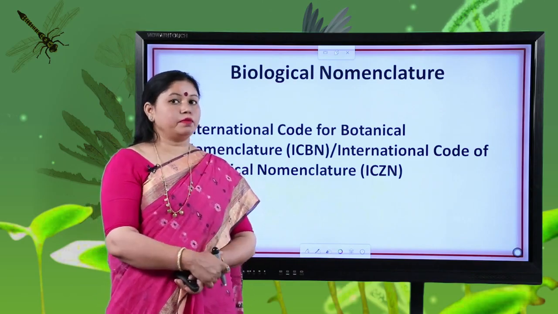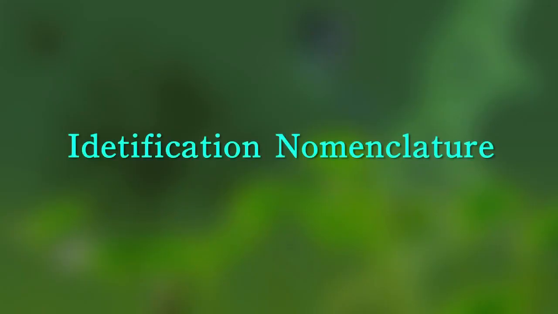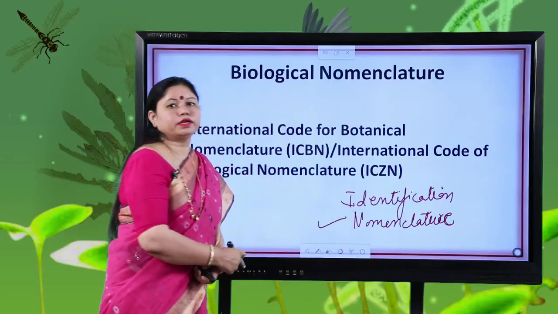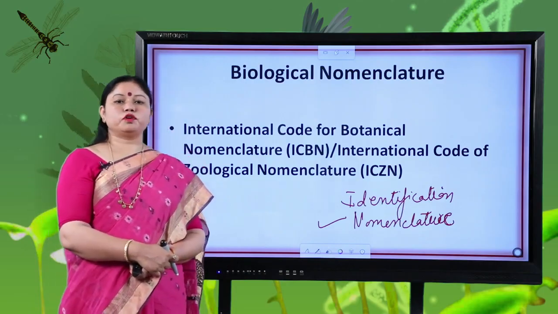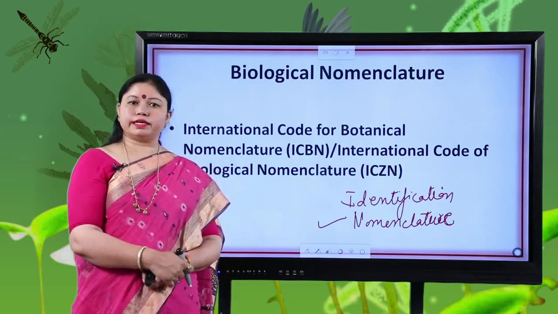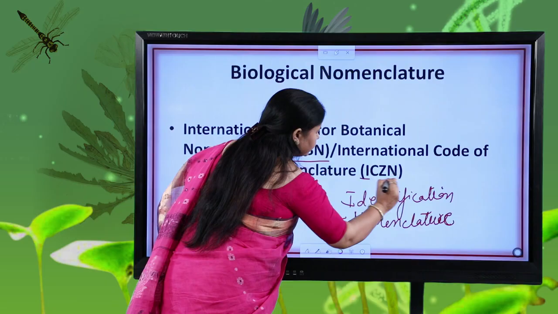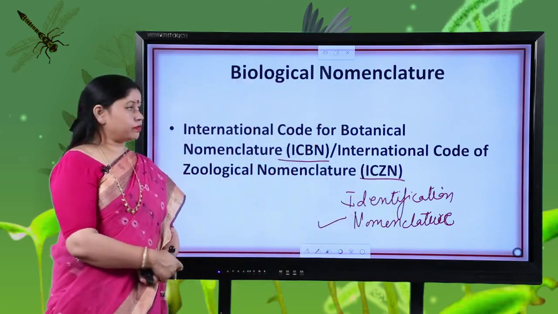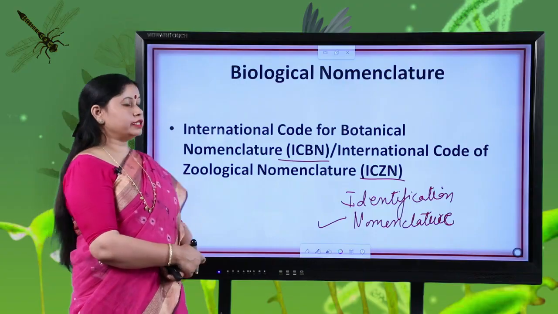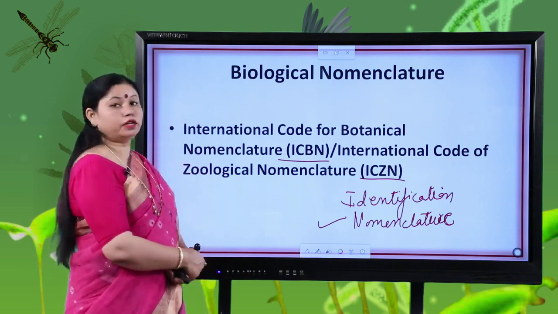But before assigning the name, we need to describe that organism. That is called identification. And assigning a name to the organism is known as nomenclature. A biological name is assigned to any organism. We need to form some rules. There should be some criteria, some principles laid down for assigning these names. That care has been taken up by ICBN and ICZN. ICBN stands for International Code for Botanical Nomenclature and ICZN stands for International Code of Zoological Nomenclature.